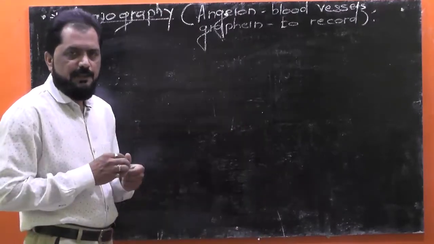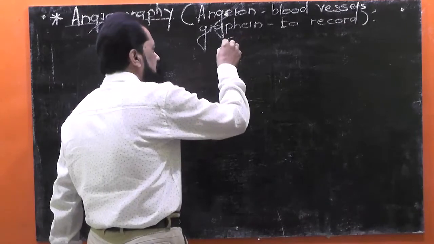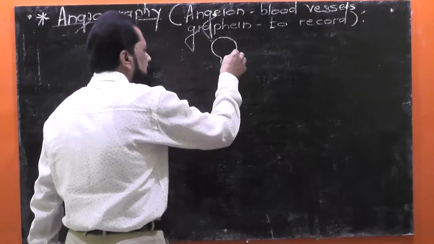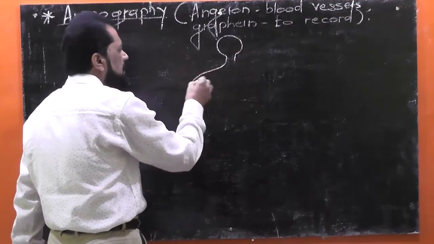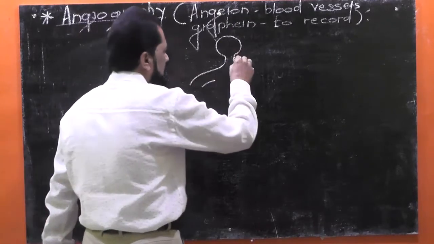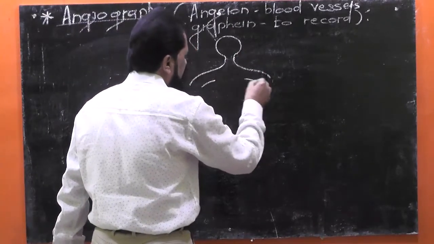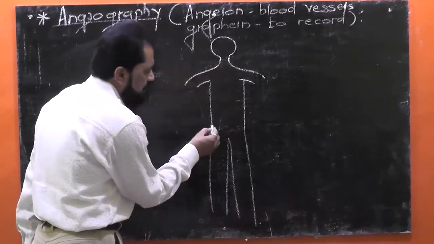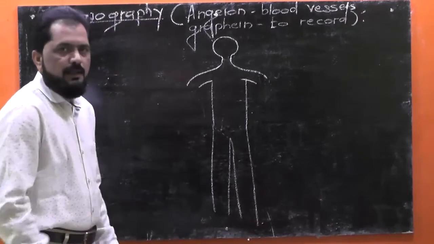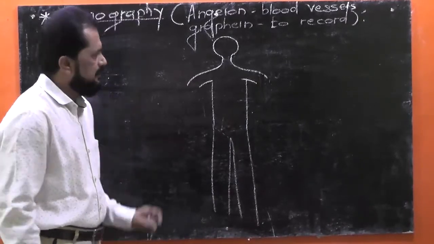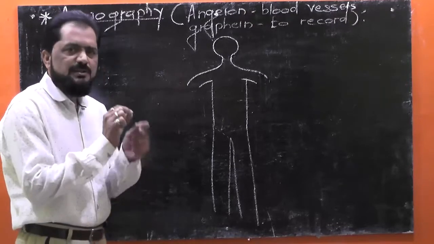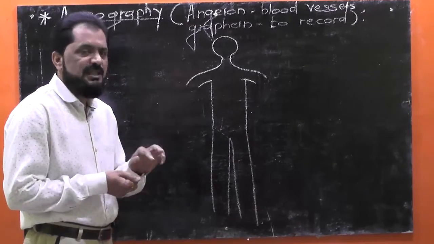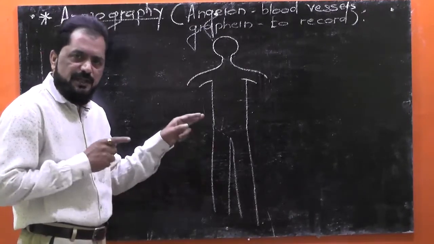During the angiography technique, initially the catheter is inserted through the skin, mostly at the groin region. Here I am going to draw a diagram for our correct understanding. Now suppose here is a groin region. I said just now that during this technique a thin tube, that is the catheter, is inserted through the skin from this groin region into the artery.